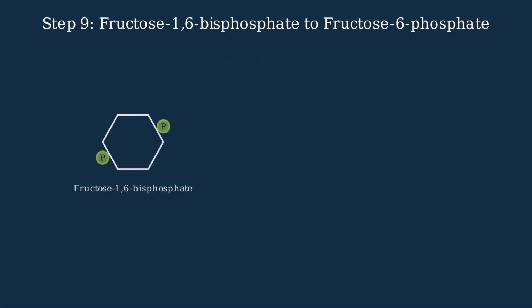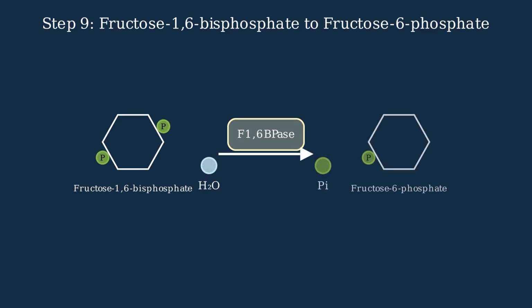Let's examine this reaction in detail. Fructose 1,6-bisphosphate contains phosphate groups at positions 1 and 6. The enzyme fructose 1,6-bisphosphatase catalyzes the hydrolysis of the phosphate group at position 1. This reaction requires water as a reactant. The products are fructose 6-phosphate and inorganic phosphate.